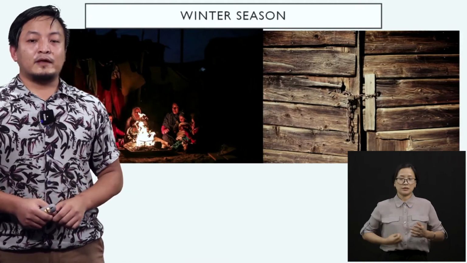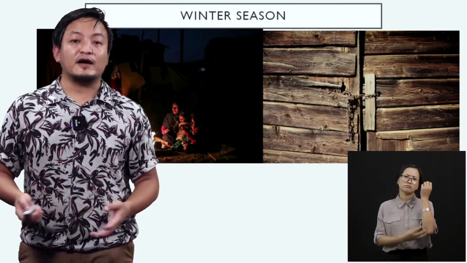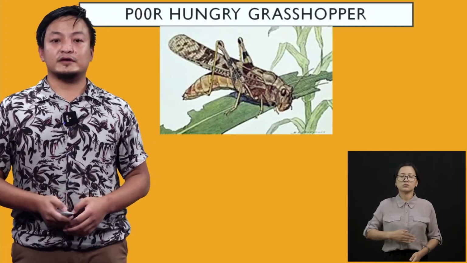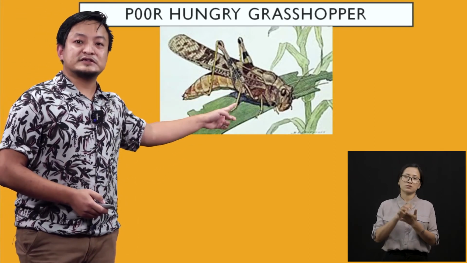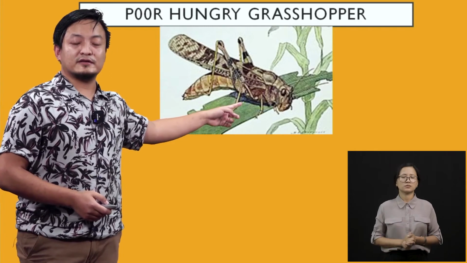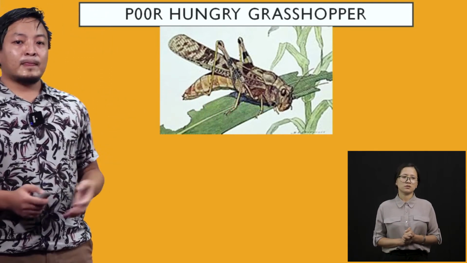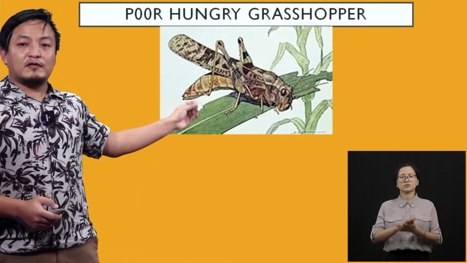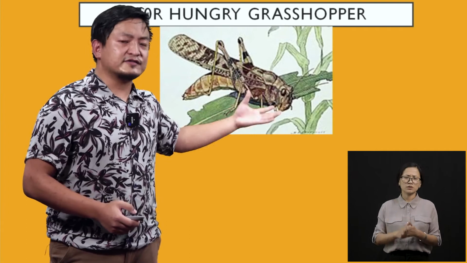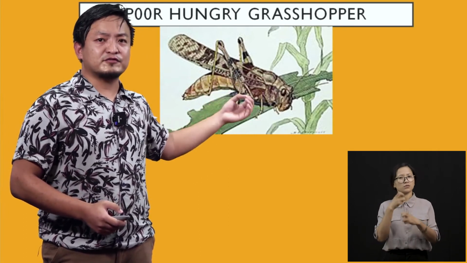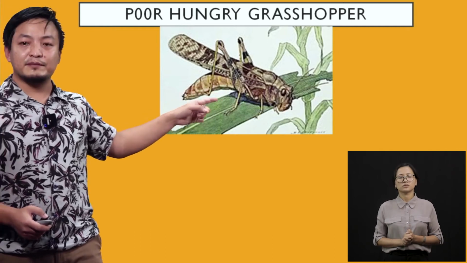Okay, and you know what happened to the grasshopper? The poor grasshopper was hungry now. Here, see, you can see the poor hungry grasshopper. You can see his condition, right? So what happens to him? Now he was making fun of the ants when the ants were working tirelessly, when the ants were working hard, when the ants were busy collecting food. This grasshopper was making fun of them, right?